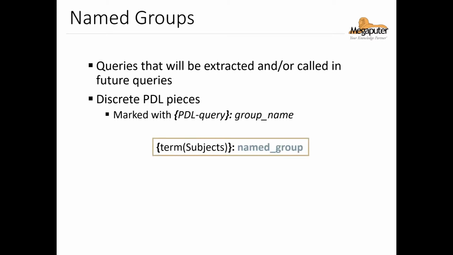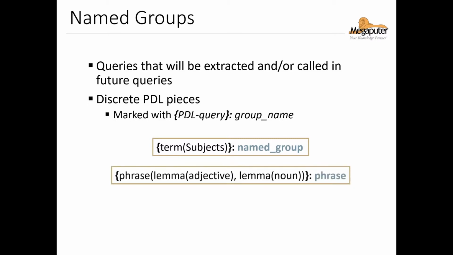So for example, maybe we have a word class that we like to use, the subjects word class, and we like to extract this information later. We actually want to pull out which word we're using in this query. So we'll use the PDL sequence term subjects, and then we'll put that all in curly brackets and call that named group.